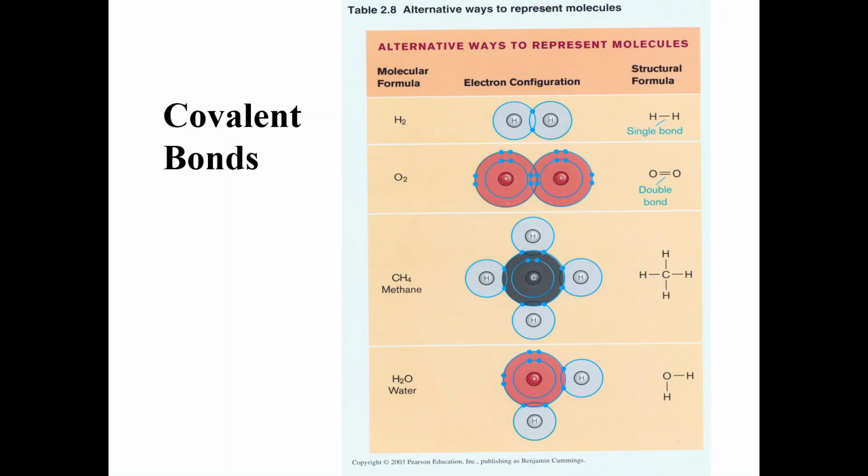But let's take a closer look at things, right? So when we're talking about covalent bonds, what exactly are those? These are bonds that are formed from the sharing of valence electrons, right? And so these are usually two nonmetals that are forming a covalent bond. And so let's look at this over here.